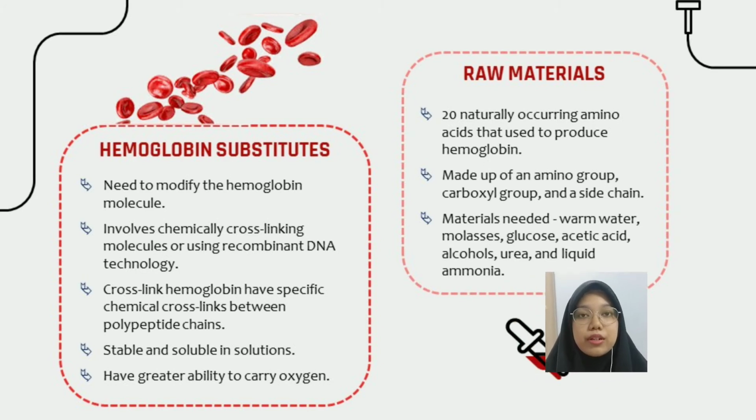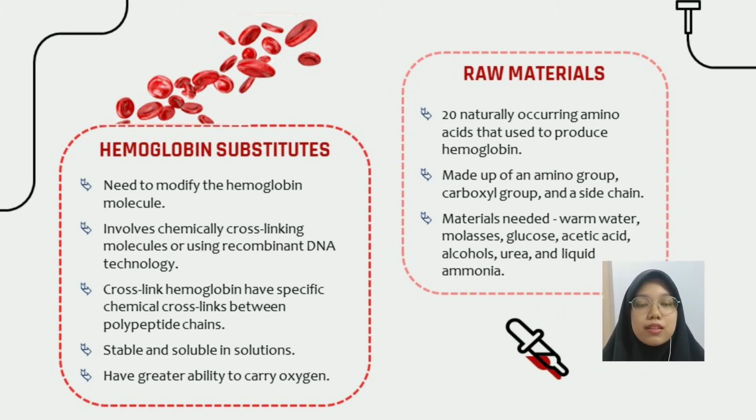Next is raw materials. To produce hemoglobin synthetically, manufacturers use compounds known as amino acids. There are 20 naturally occurring amino acids that may be used to produce hemoglobin. All of the amino acid group share certain chemical characteristics: a carboxyl group, an amino group, and also a side chain which differentiates the various amino acids.